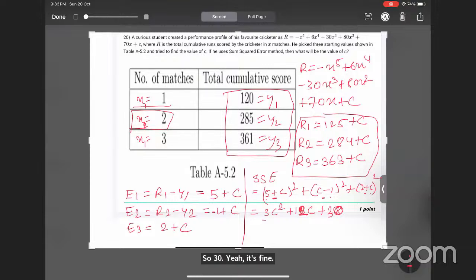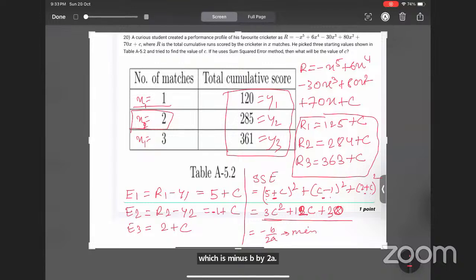So now we have the SSE equal to this equation. So this is the equation of a parabola, right? Which is in the upward direction. So we can now calculate the minima, right? So what is the minima? The vertex, right? Which is minus b by 2a, right?